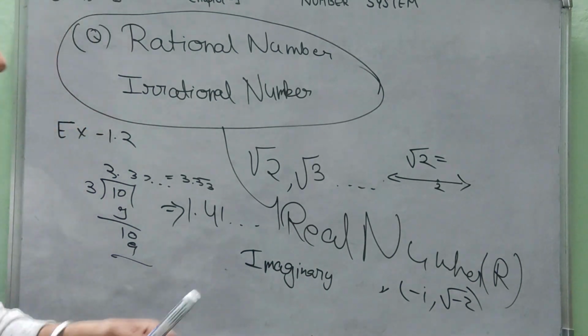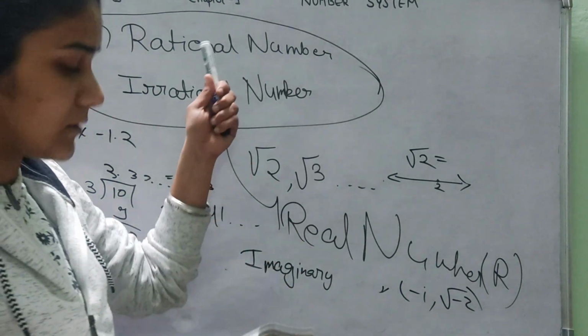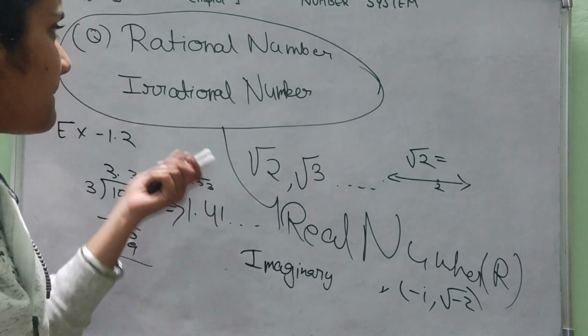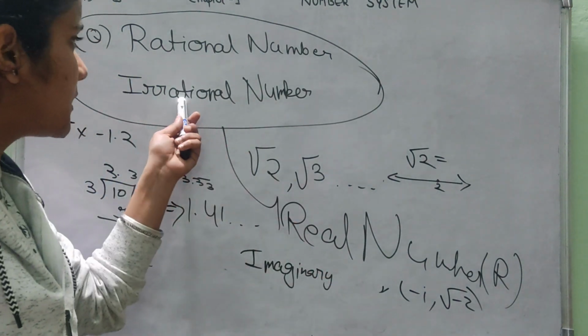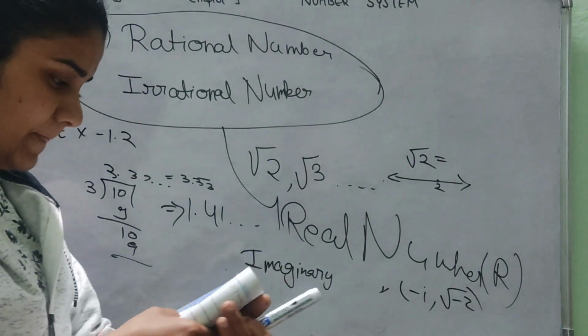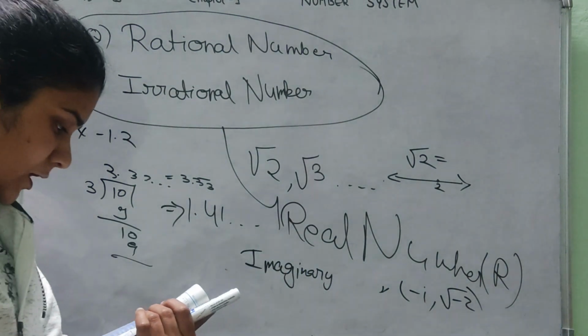To justify, every real number is not irrational. 2 is a rational number, and 2 is a real number. It does not fall under the category of irrational numbers. Okay, coming to question number 2.